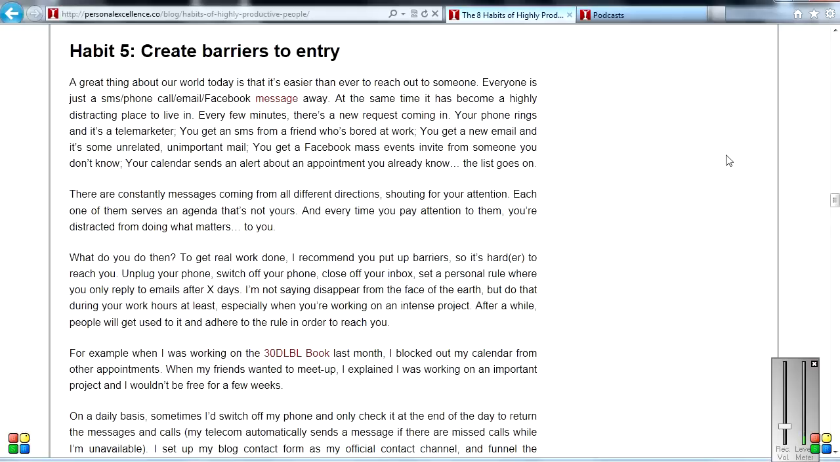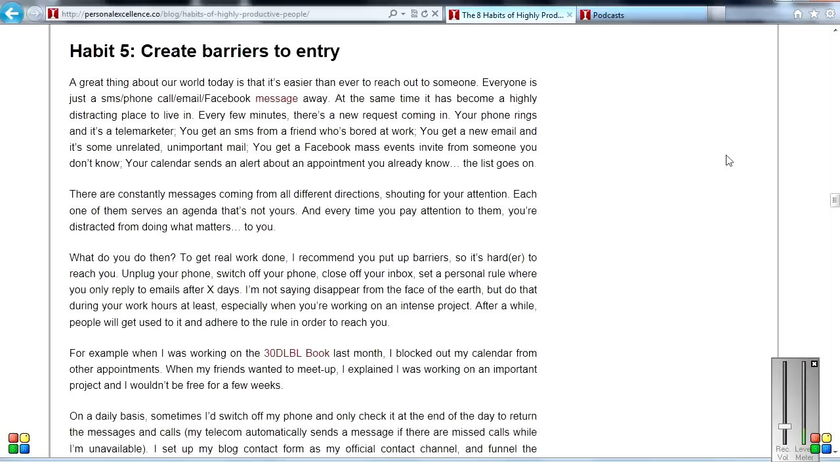So it's impossible. I mean, if someone gets one email every month, then it's still manageable. But when you start getting them on a daily basis, and when it's several a day, it becomes impossible to get anything done. And also, sometimes your energy gets disrupted for the day, and it takes you out of that flow. So it's important to create the barriers to entry.